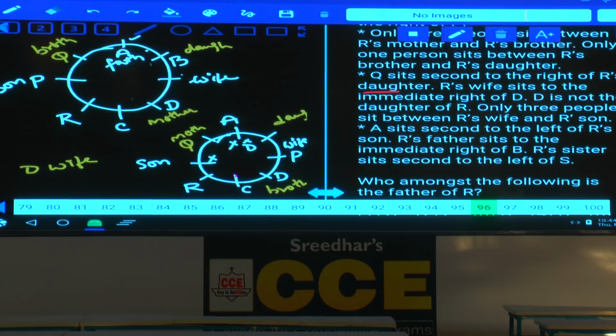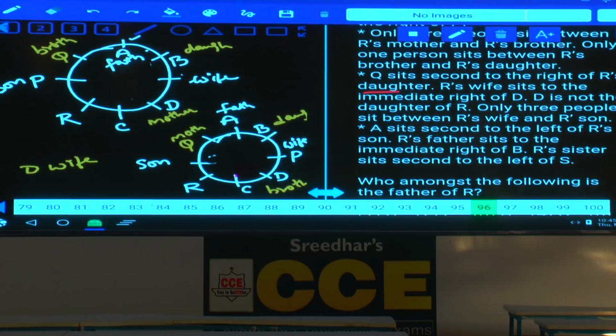Father sits to the immediate right of B. Next, coming to this case. Now in this case, father sits to the immediate right of B. Tell me what are the different possibilities we can have to this B. A sits second to the left of R, so father sits to the immediate right of B. If B is the daughter here, then here also the father is A. Done with this? And R's father sits to the immediate right of B.